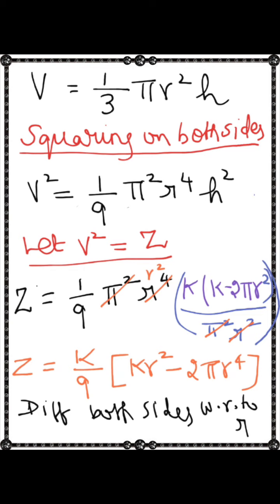So z is equal to, and h square we are replacing using equation 2, and cancelling as they are in product, and writing the remaining term, that is k by 9. I have kept k as it is outside and multiplied r square inside. That becomes k r square minus 2 pi r power 4.